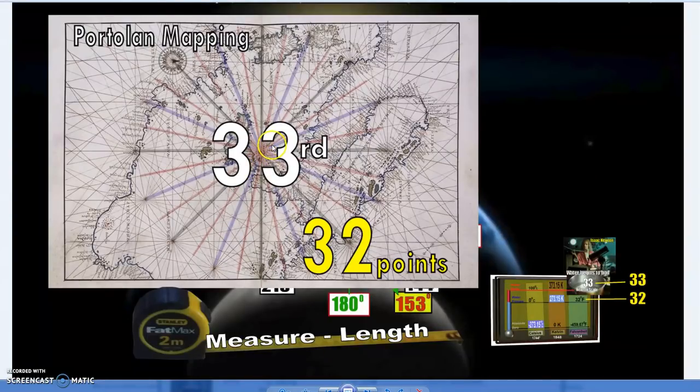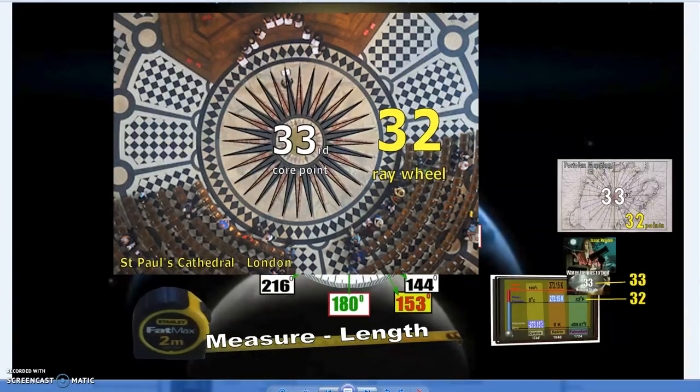But for instance, old borderland mapping, navigation, measurement as well, they used 32 points around the 33rd central point. You find the same thing in cathedrals everywhere, 32 rays around the 33rd core point.